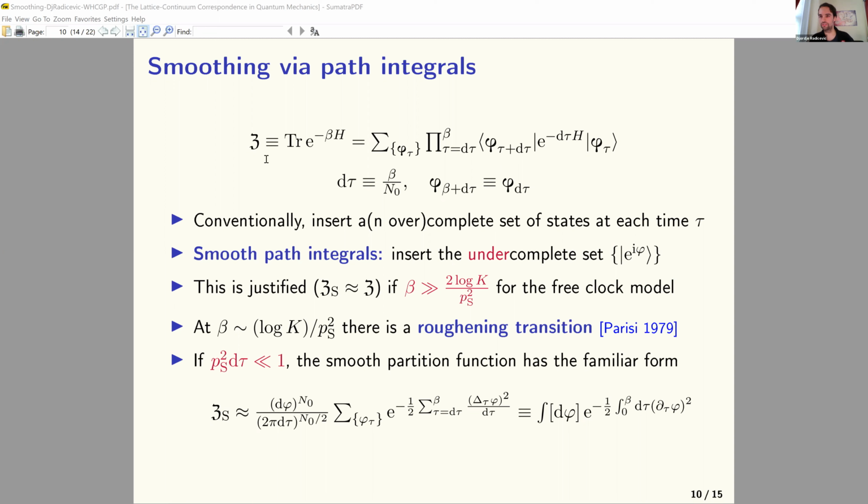Now you may wonder, when is this even allowed? This will cause some errors to happen, and indeed this is true. The new smoothed partition function that you get by having just an undercomplete set of states will only approximate the exact result in a regime that looks vaguely like this.